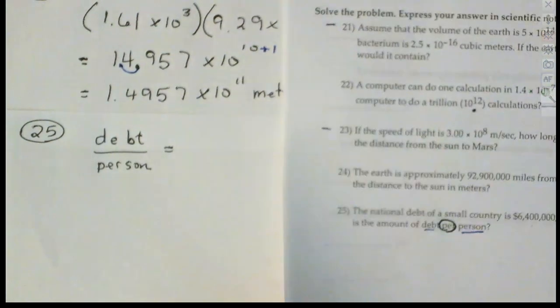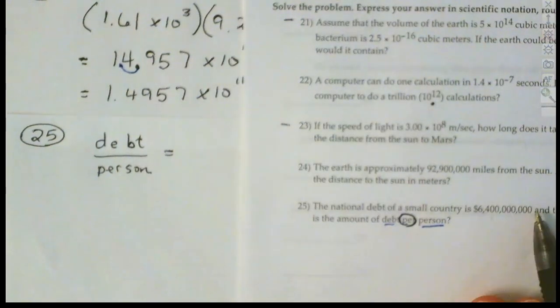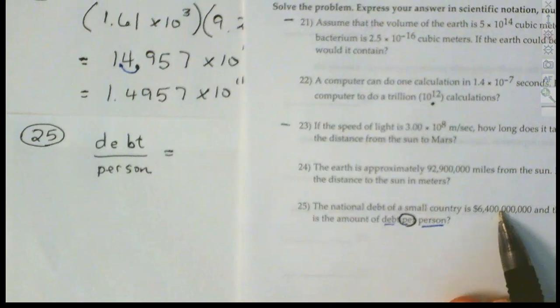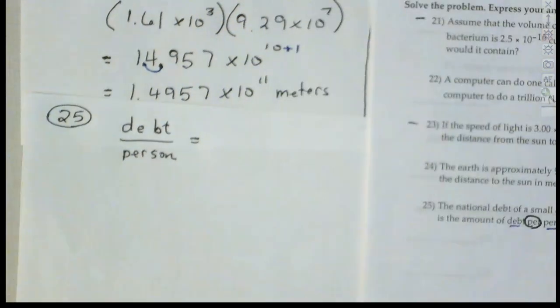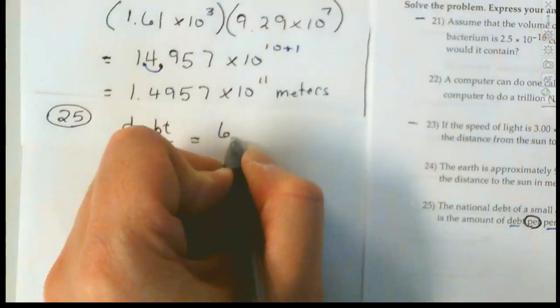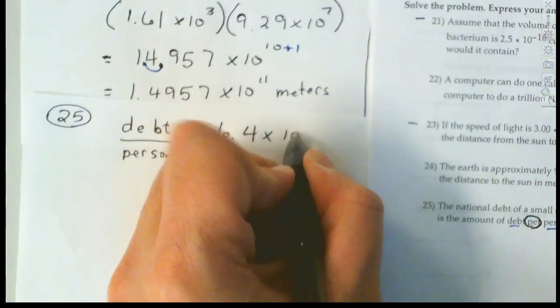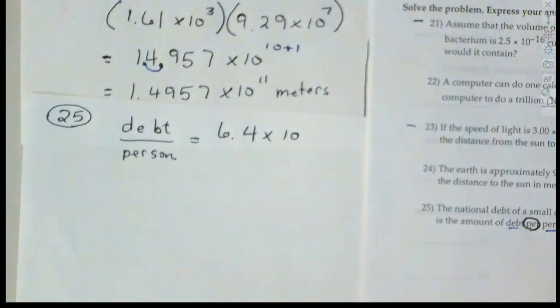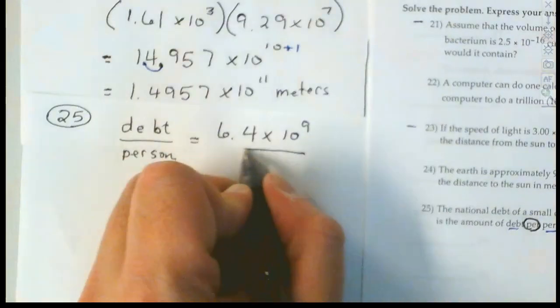If I convert this debt here, how many zeros do we have? Well, we have 3, 6, 7, 8, 9, it looks like, right? So if I rewrite this in scientific notation, it's 6.4 times 10, and make sure we count it correctly, 3, 6, 9, so times 10 to the 9th power.